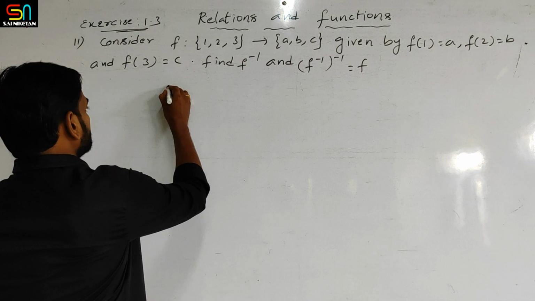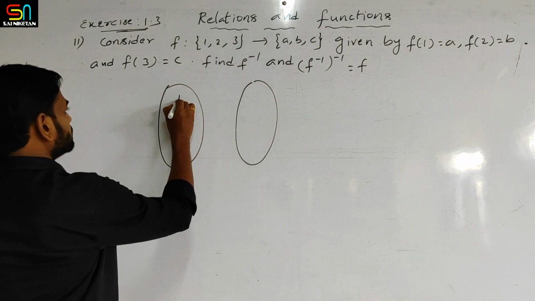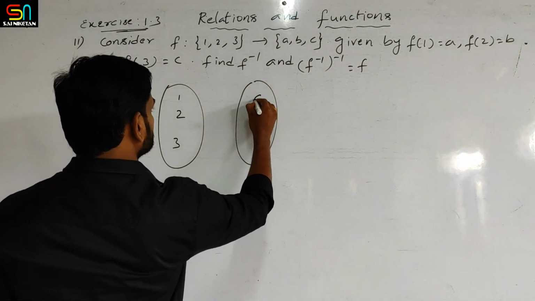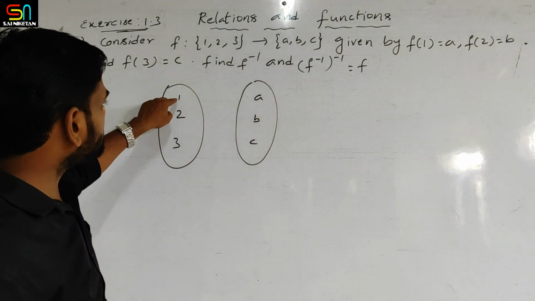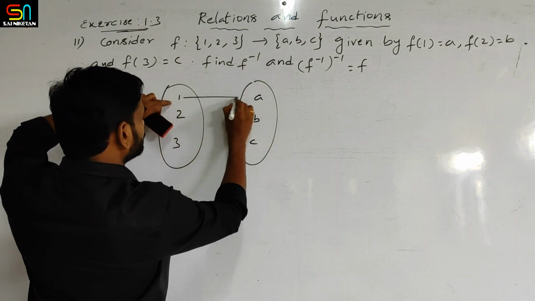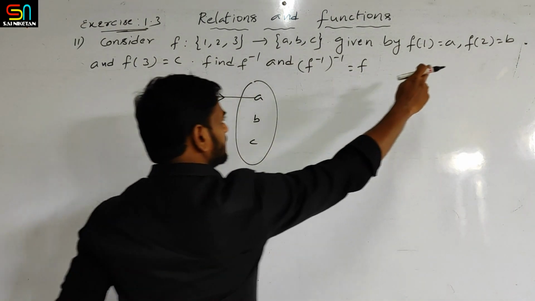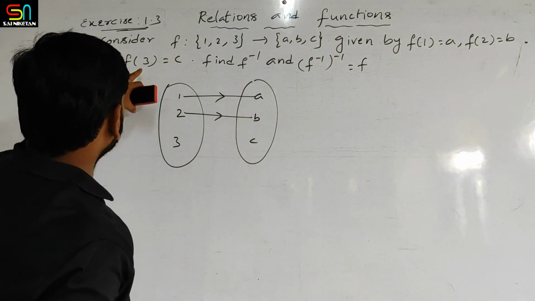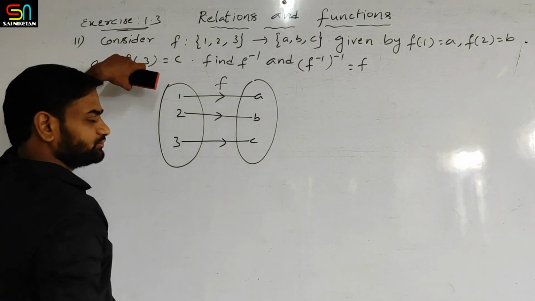Now here, I begin the mapping like this. In this one, domain values are 1, 2, 3. Next, codomain values are a, b, c. The image of 1 is a, so the mapping is 1 to a. Next, the image of 2 is b, that is 2 to b. Next, the image of 3 is c, that is 3 to c, under the function f.